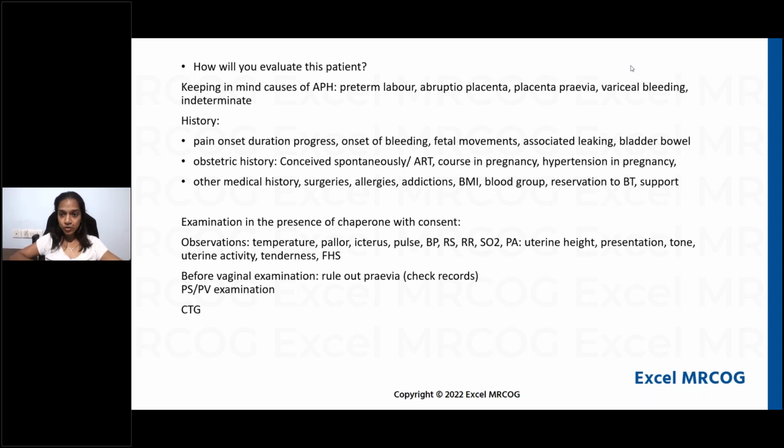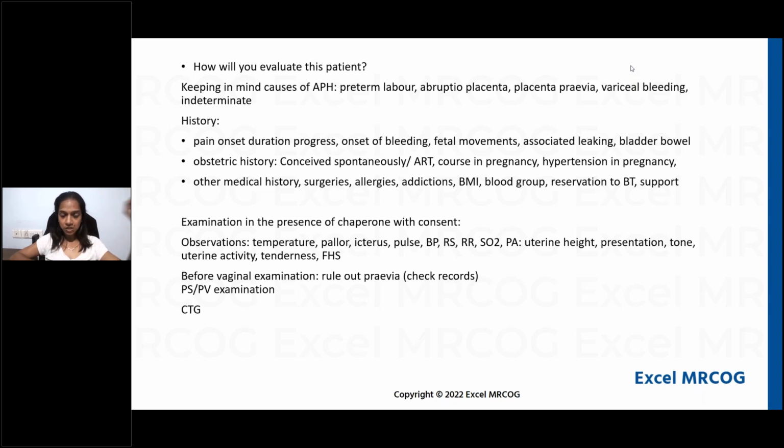Imagine this patient coming to you in labor in your hospital, in your labor ward. What are the things that you would like to look at? Do not think of what guidelines have to say. Think of the patient as a whole. Okay, then think of what the guidelines would say. Okay, first is you'll examine her in the presence of chaperone with consent.